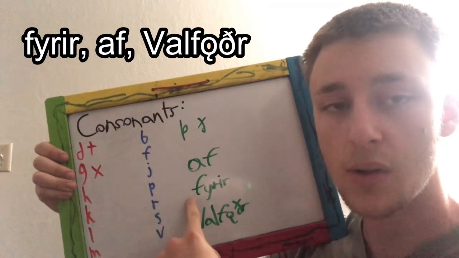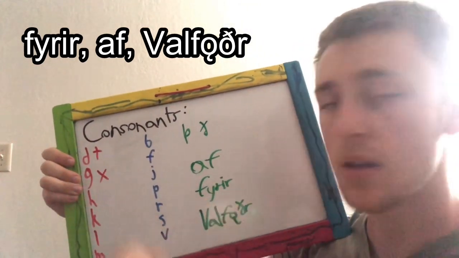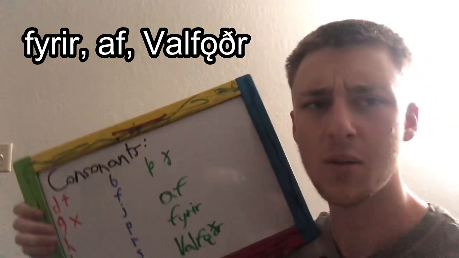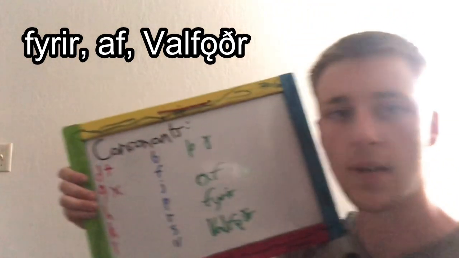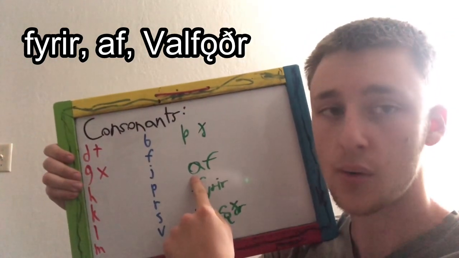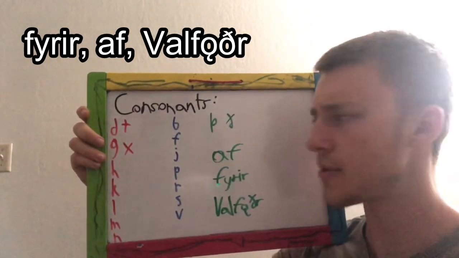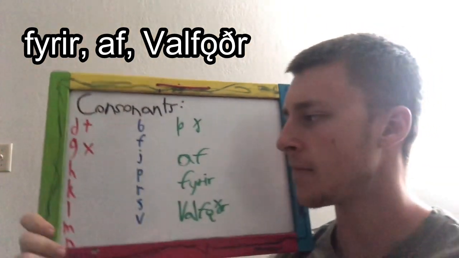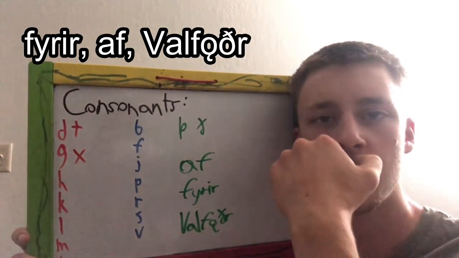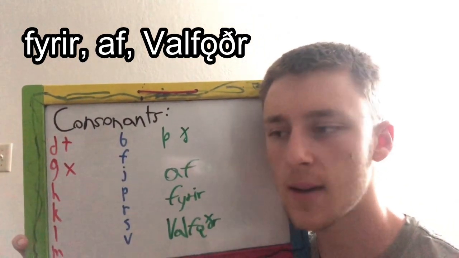So we have fyrir. That means before, for. Anything with for, really, is what fyrir means. Then we have of. I don't know why, I just blow more air through it. I just make the distinction between them. I don't know if it's God telling me that there was a distinction between them.